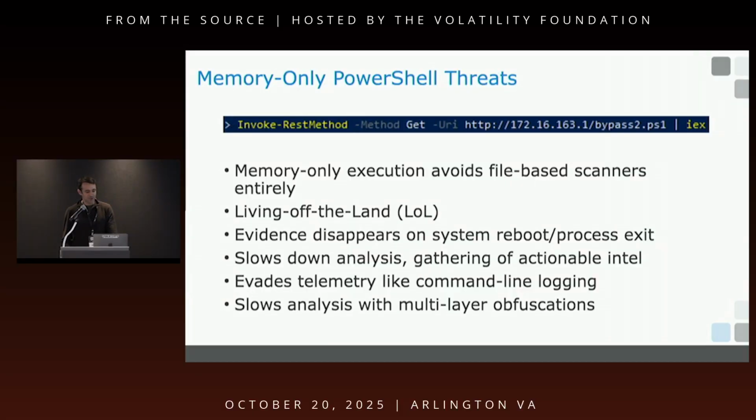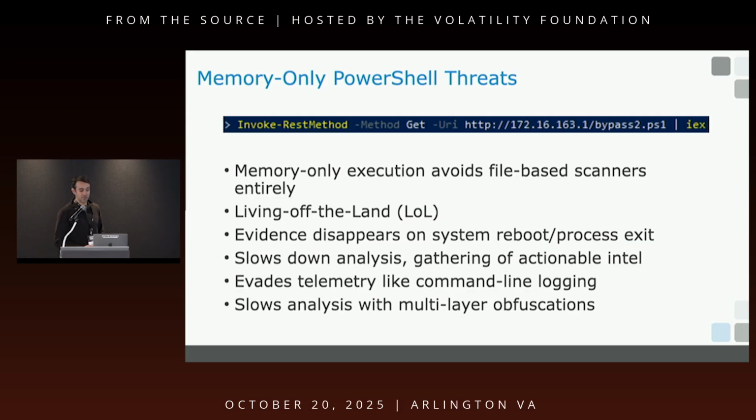All right, so memory-only PowerShell threats. Up here at the top, we've got a classic example of a PowerShell command that is going to run code through the Invoke-Expression cmdlet. The shortcut here is IEX, which is very common. This is going to download something over the internet from a server and just execute it directly in memory. And this causes all kinds of problems because, for one, if you use file-based scanners, you're not going to catch this. It uses PowerShell, so you can live off the land and avoid detection based on custom binaries.